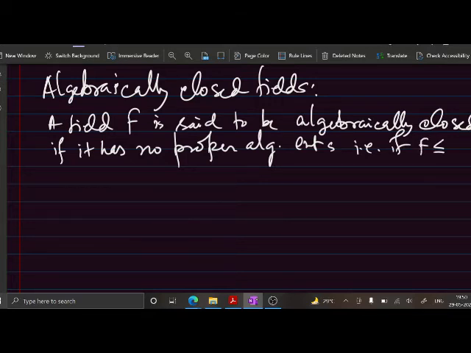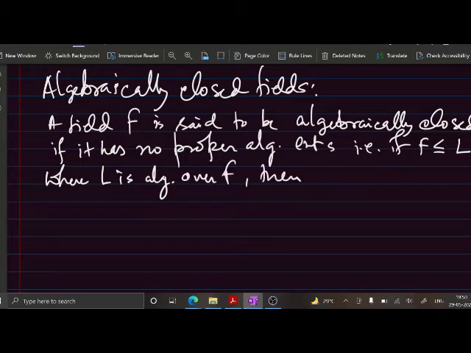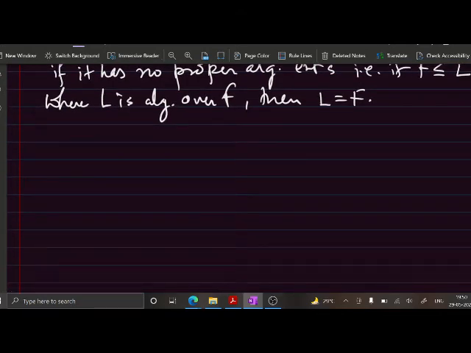if L is an extension of F where L is algebraic over F, then the only possibility will be L coincides with F. That means F is said to be algebraically closed if it has no proper algebraic extensions over F. Or you can say that no element outside this field F is algebraic over F.